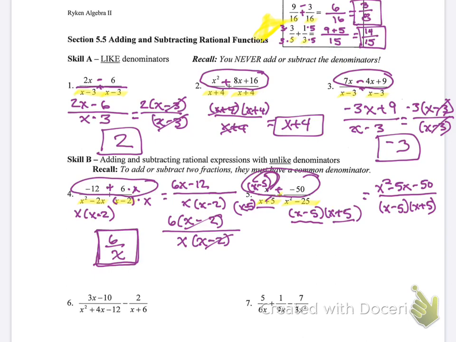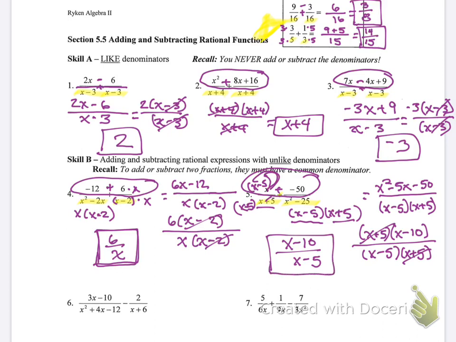So you have to think what multiplies to negative 50 and adds to negative 5. It's going to be negative 10 and positive 5, right? And then on bottom, I still have x minus 5, x plus 5. I have an x plus 5 on top and on bottom, so they cancel. So I'm just left with x minus 10 on top, x minus 5 on bottom.